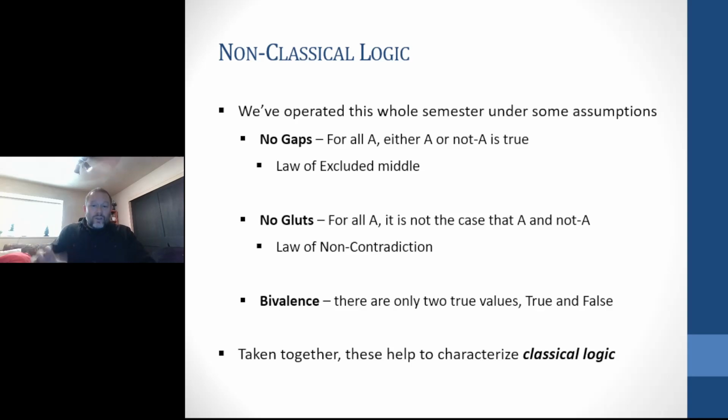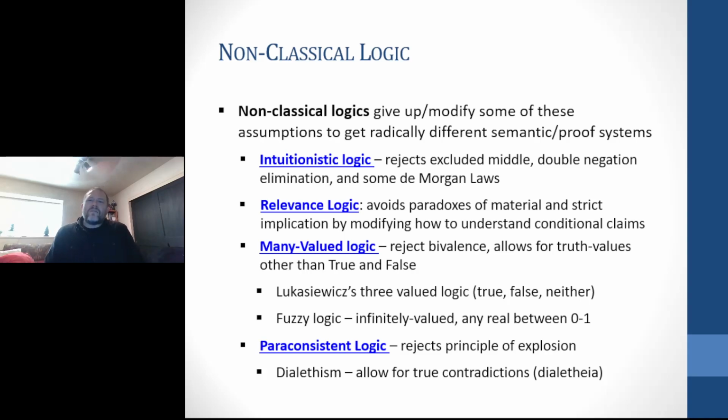But of course, we could, and perhaps in some cases should, think about giving up on these assumptions. Non-classical logics operate by dropping some or possibly all of these. That is, they modify or give up on some of these assumptions and get radically different semantics or proof systems. I'm not going to go through all of them. I'll upload the slides, and these have links to SEP pages that talk about them. But just for example, intuitionistic logic, which was developed by a Dutch mathematician, rejects the law of excluded middle and hence has to do some funny things with how negation works.